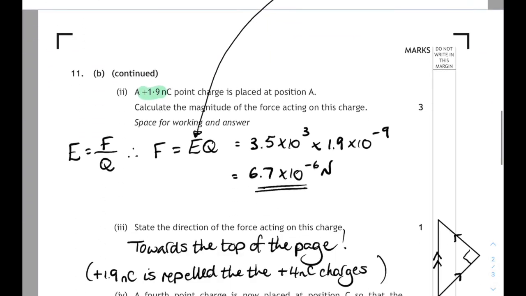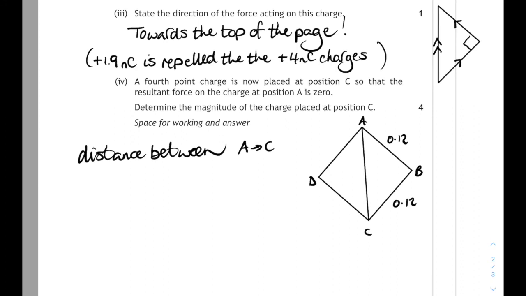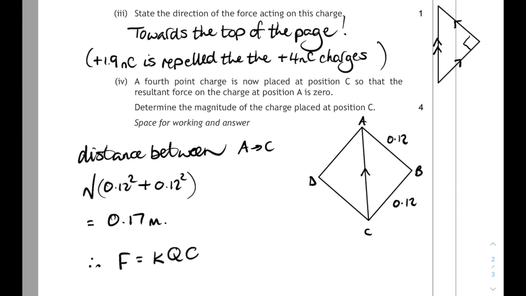Let's draw this again. Let's draw this square. Right, so there's our 4 points, A, B, C and D. We want that distance between A and C. Well, we can use Pythagoras again here, because that's a right angled triangle. So 0.12 squared plus 0.12 squared square rooted will give us the diagonal. The diagonal in that square is 0.17 meters.